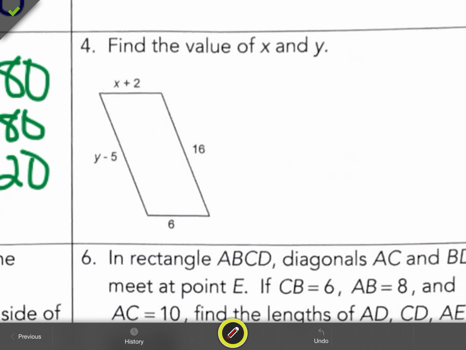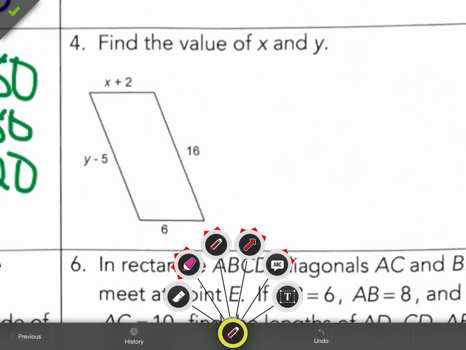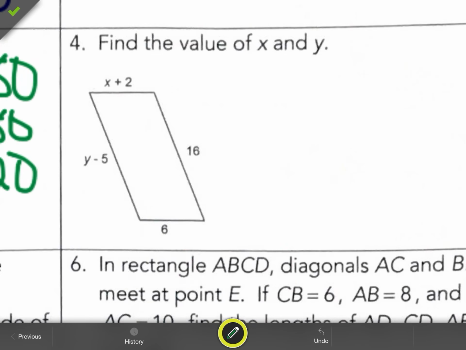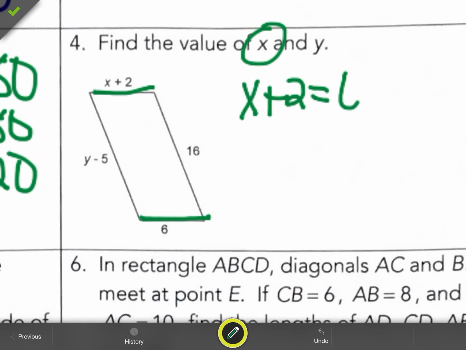All right. Moving right along, find the value of x and y. Again, I do not panic. I do not try to match everything into one question. I just go to x, mark it, and decide: sides, diagonals, angles. Clearly that's a side. You only know two things about the sides: either they're parallel or they're congruent. Parallel will not help me write an equation. Opposite sides are congruent. Oh. X plus 2 equals 6, so x is 4.